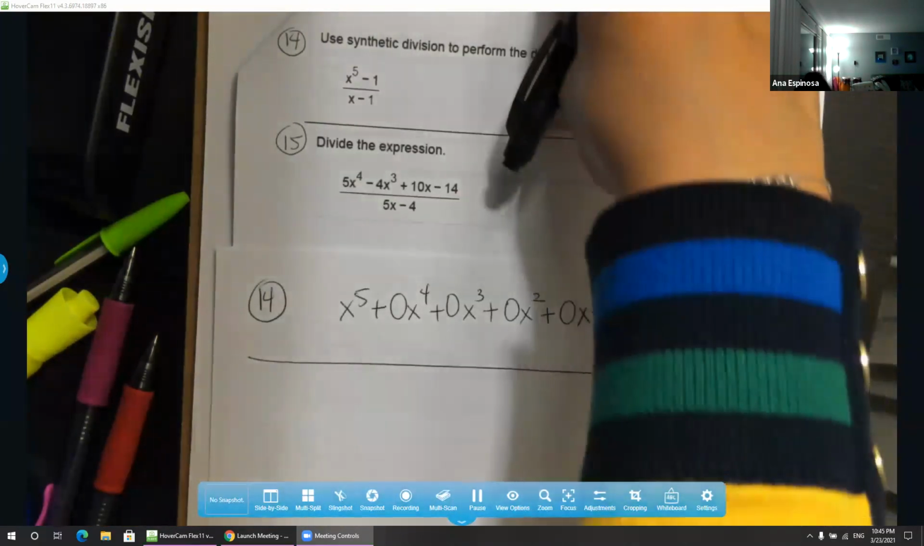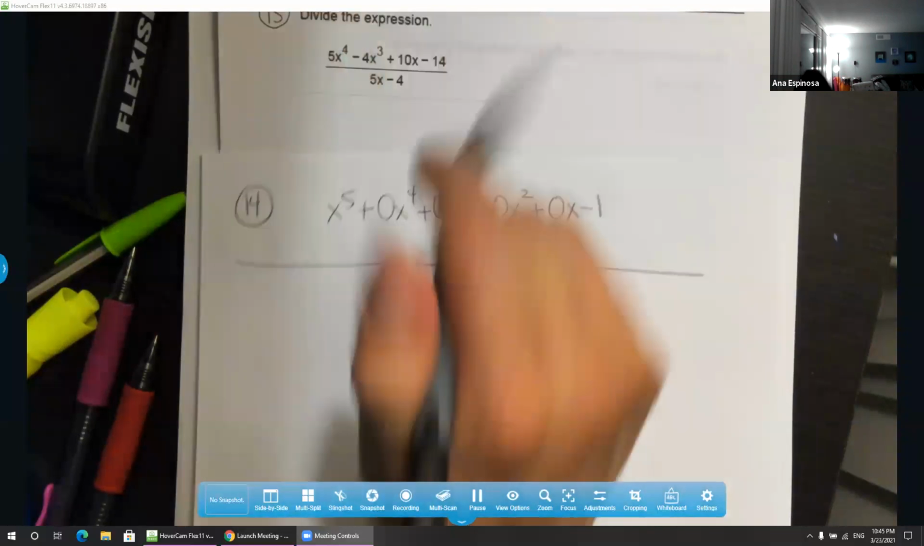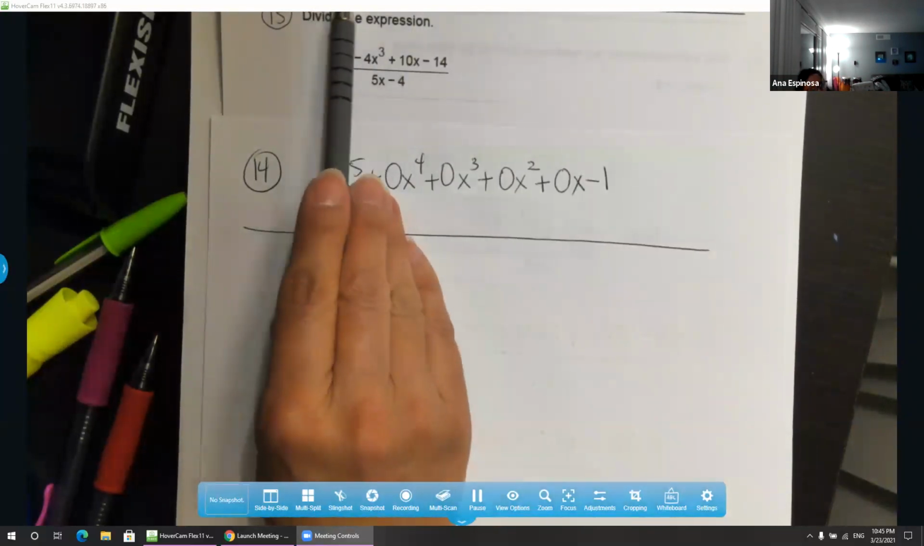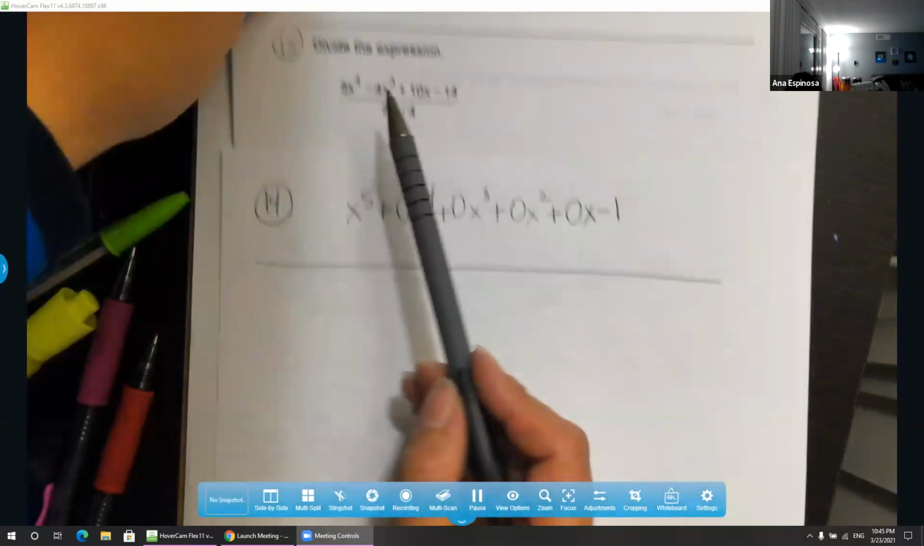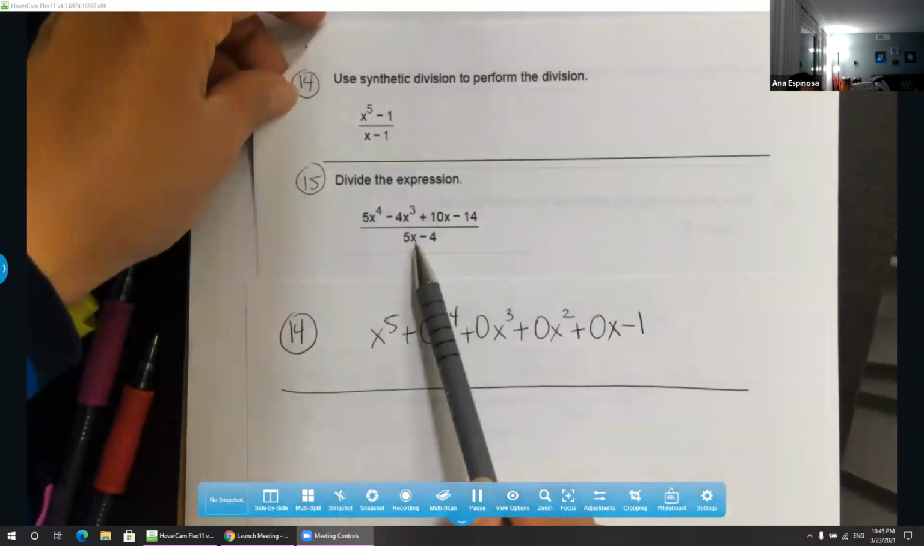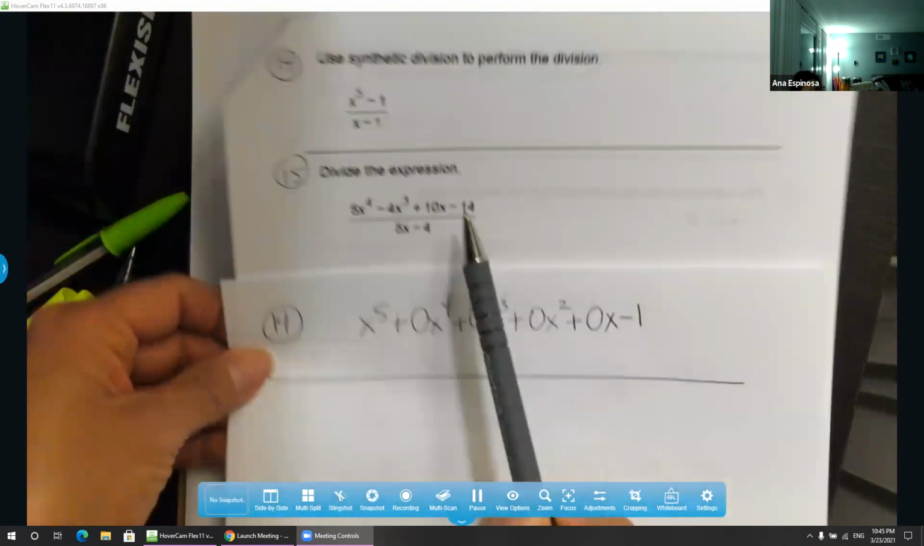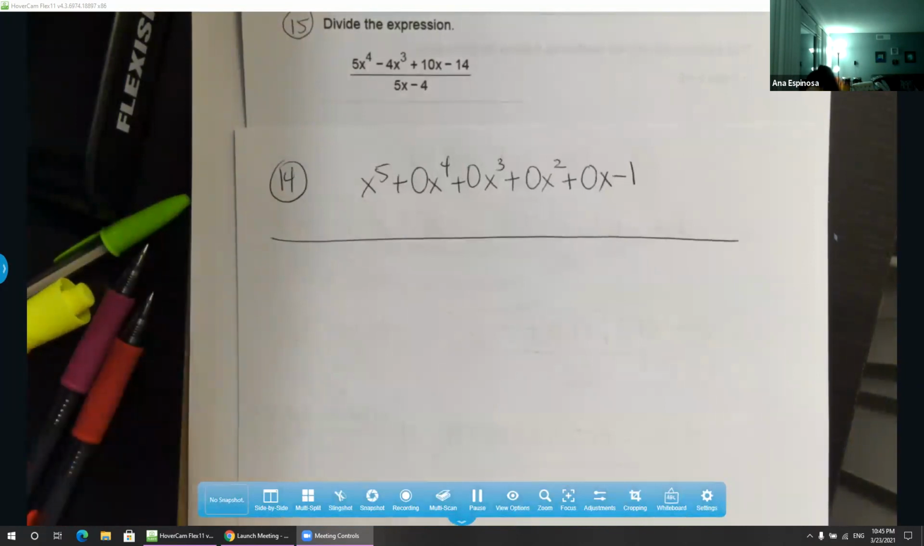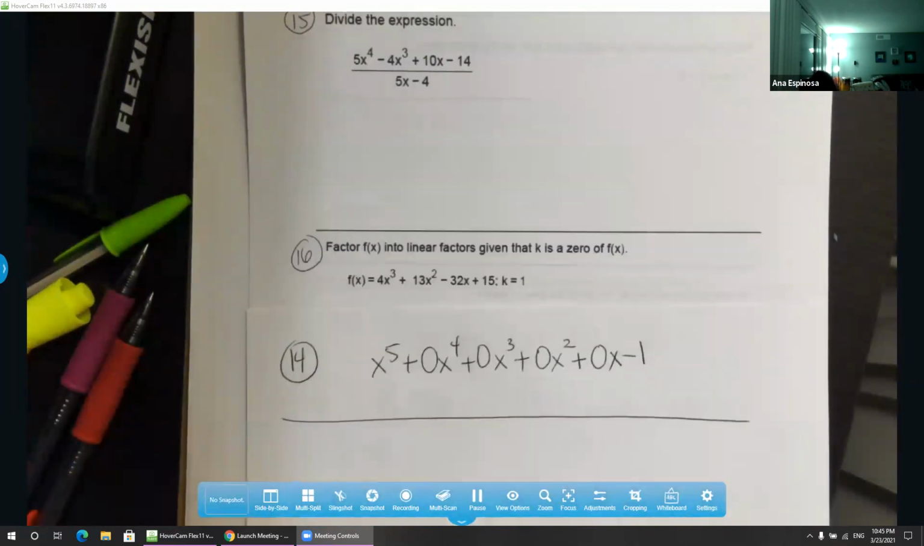Divide the expression. This is long division. You don't do this by synthetic because the form is not x and then a number, like the previous one. This is 5x minus 4. So you would do long division. I don't know if I included one of these on the exam. I'll send out the list again of what I included and how many questions there are, but just study.